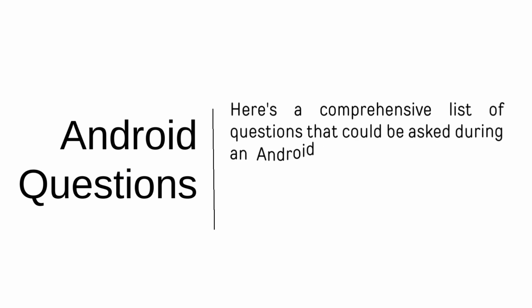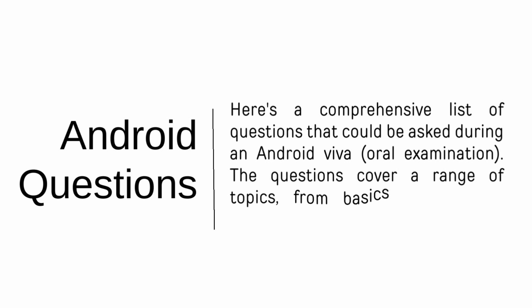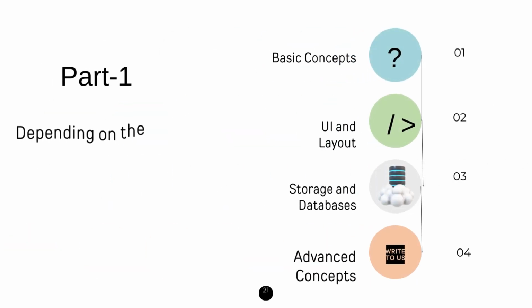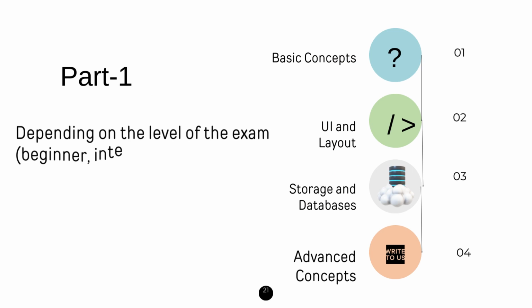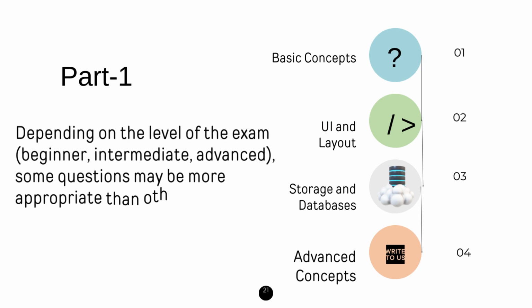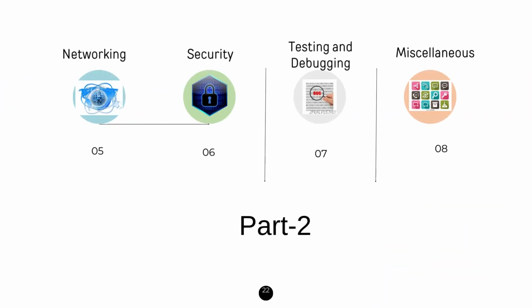Here's a comprehensive list of questions that could be asked during an Android Viva. The questions cover a range of topics from basics to advanced Android concepts. Depending on the level of the exam, some questions may be more appropriate than others. Basic concepts, UI and layout, storage and database, advanced concepts. Part 2: networking, security, testing and debugging, miscellaneous.